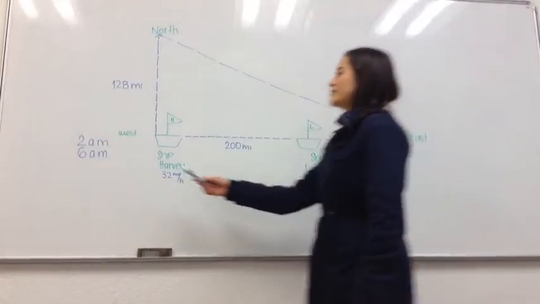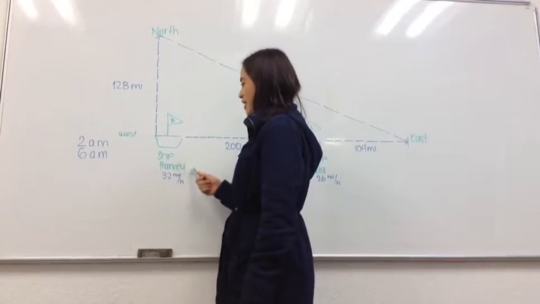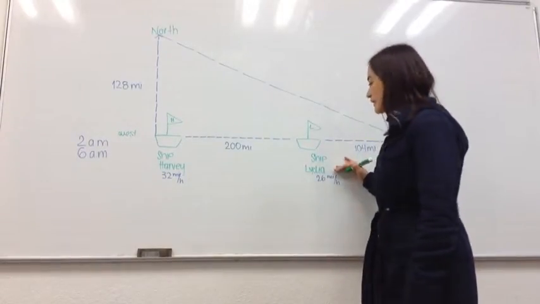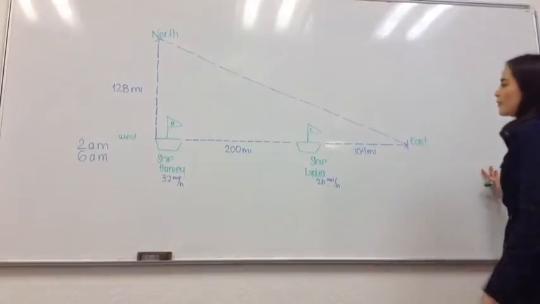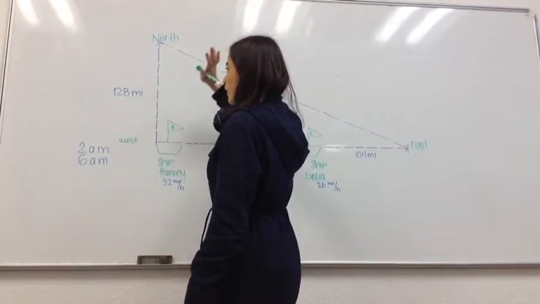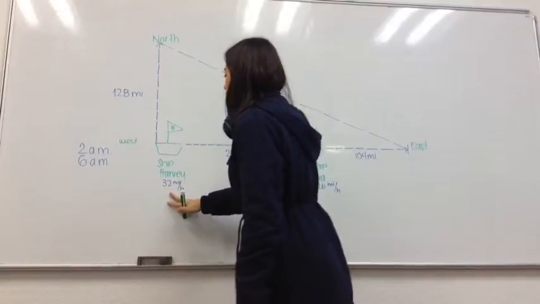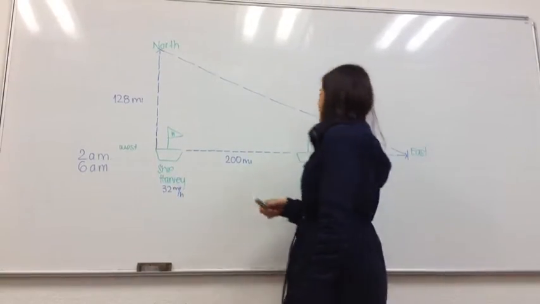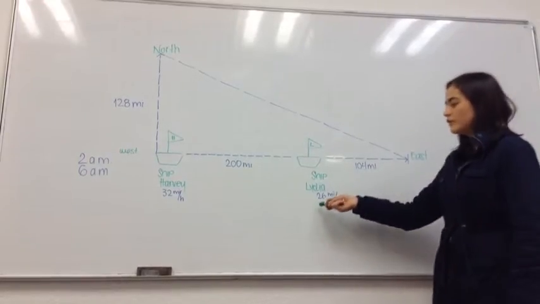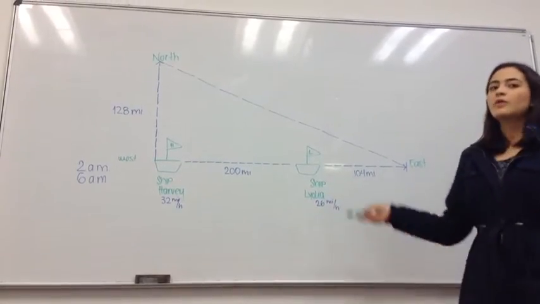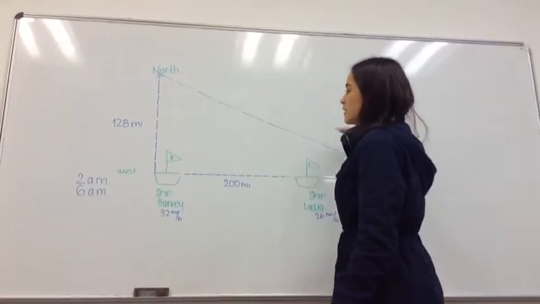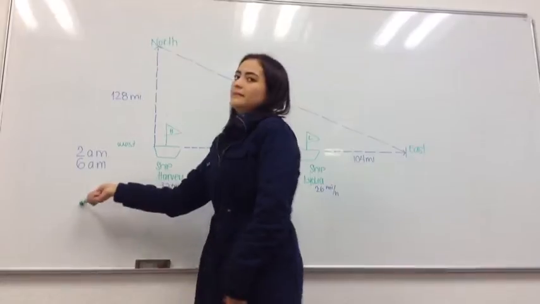Okay. At 2 a.m. we know that Ship Harvey is 200 miles west of Ship Lydia. Ship Harvey goes to the north with a velocity of 32 miles per hour, and Ship Lydia goes to the east with a velocity of 26 miles per hour. We want to know the distance, like this line, between them at 6 a.m.